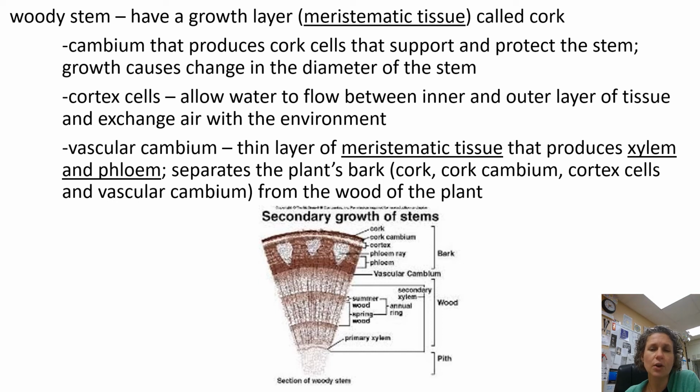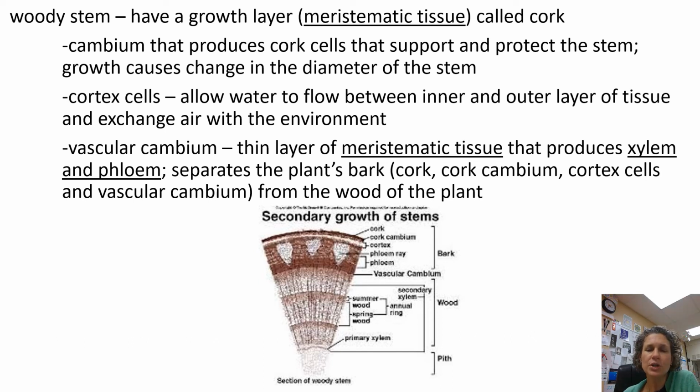They have a growth layer that is called cork. And then you have the cork cambium right underneath it that produces these cork cells for support and protection. As these grow, they add to the diameter of the plant, so it keeps getting bigger across. This is where you hear people talk about the rings when you cut down a tree. Typically it adds one good ring per year, per growing season.